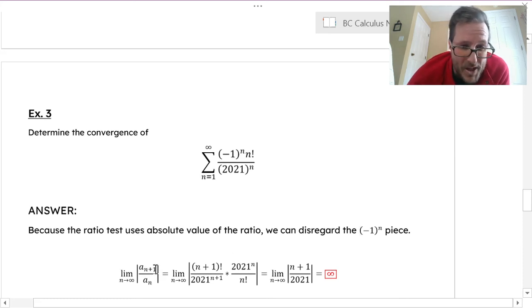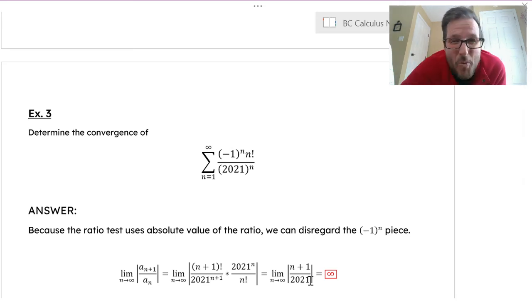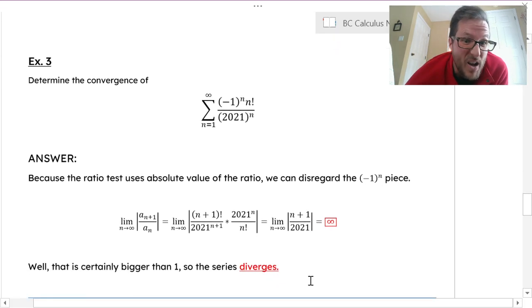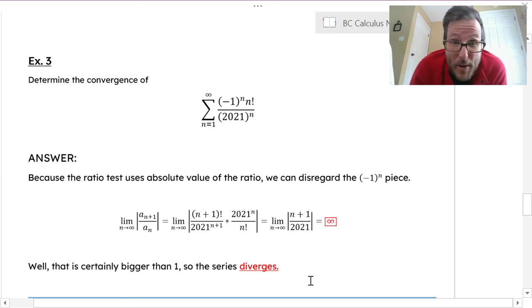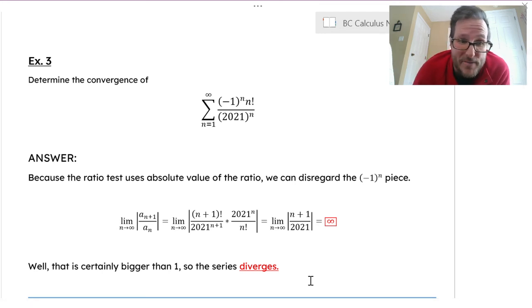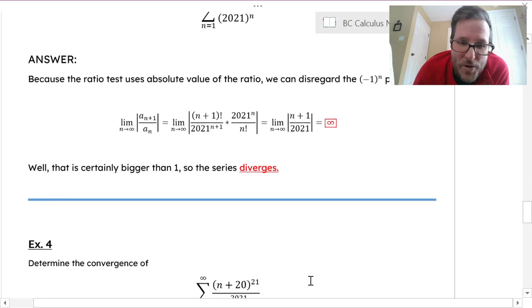So the n plus 1th generic term divided by the nth generic term looks like this. N plus 1 factorial over 2021 to the n plus 1, multiplied by the reciprocals to save myself a step. N plus 1 factorial over n factorial is n plus 1 in the numerator. And then the exponentials cancel out nicely to just be 2021 in the denominator. At infinity, that goes to infinity. What's that mean? Oh, that's bigger than 1. By a little. It's a little bit bigger than 1. And since that's bigger than 1, the ratio test says that series diverges. Man, ratio test is powerful.